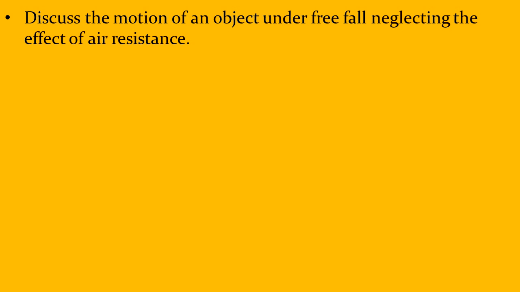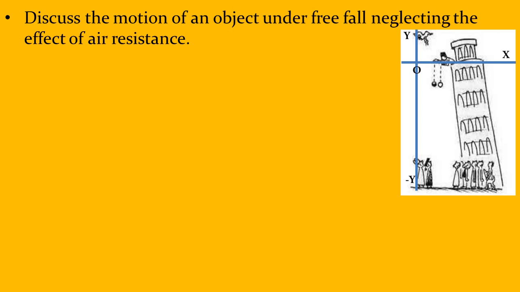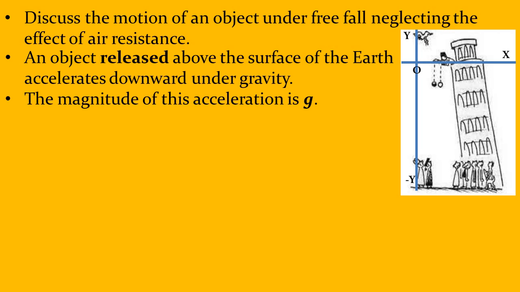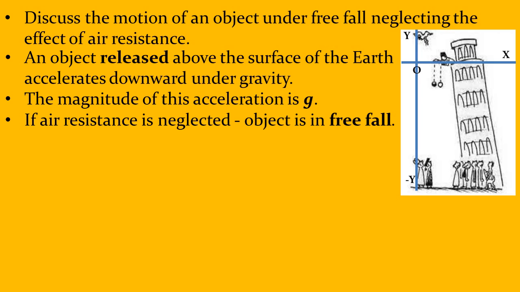Now, let us discuss the motion of an object under free fall, neglecting the effect of air resistance. Here is the Tower of Pisa, and the scientist Galileo did his experiments by dropping various objects from here. An object which is released above the surface of the earth accelerates downwards under gravity. The magnitude of this acceleration is g. If the air resistance is neglected, we consider it a vacuum, then the object is supposed to be in a free fall. Mind you, I'm not throwing the object with a force from the top. I'm simply dropping it.